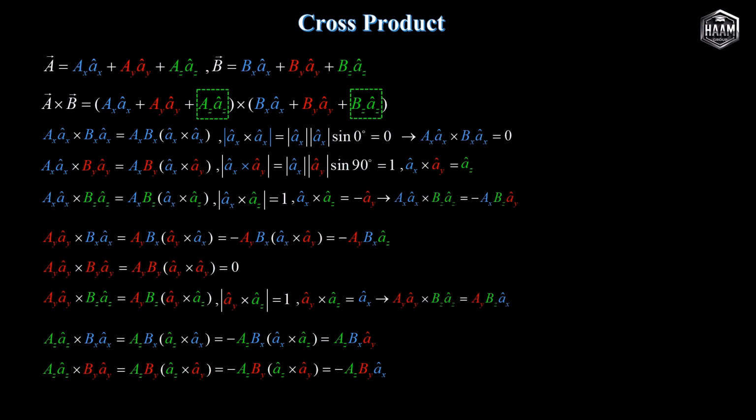Finally, the self-product of the third component, a sub z a hat sub z cross b sub z a hat sub z, equals 0.